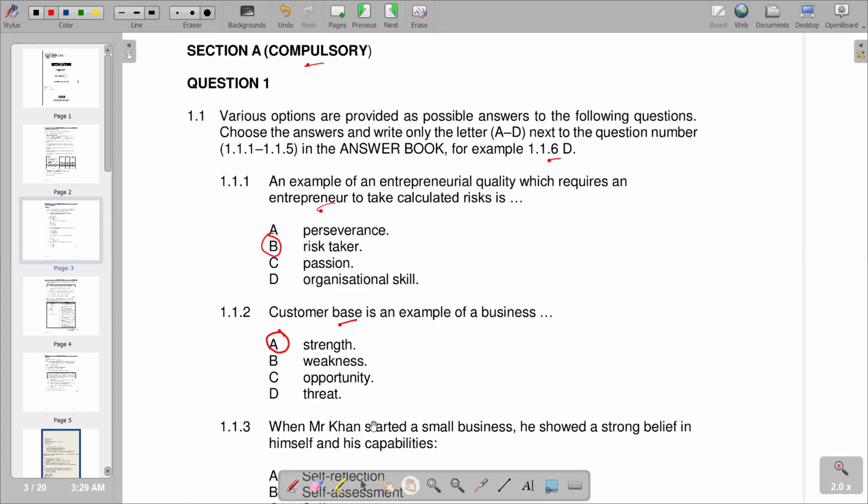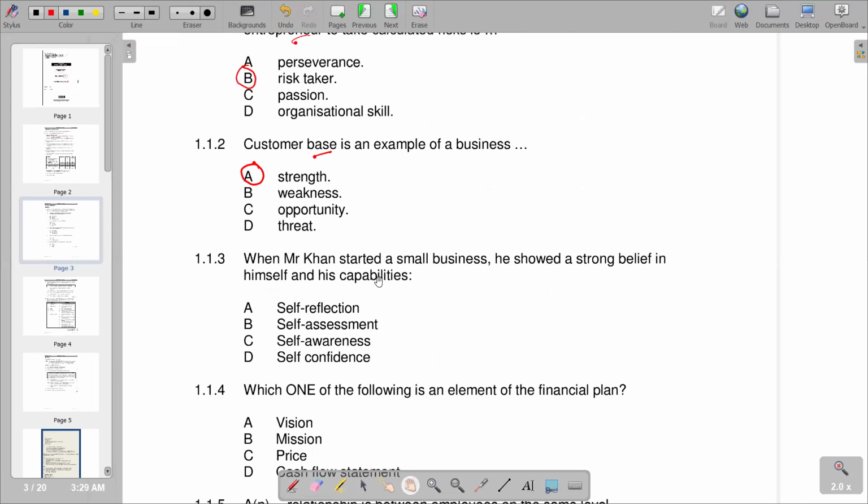We go to 1.1.3, which reads: when Mr Khan started a small business, he showed a strong belief in himself and his capabilities. So basically, the keyword that we have is that he showed a strong belief in himself. So his capabilities are the ones that we're supposed to describe according to the responses given: self-reflection, self-assessment, self-awareness, and self-confidence.